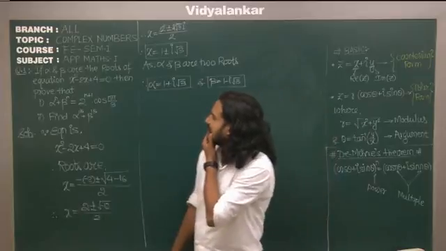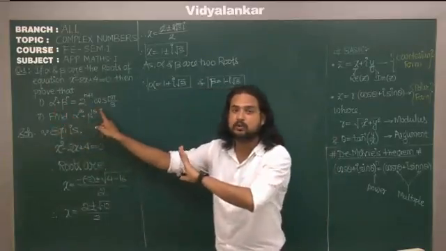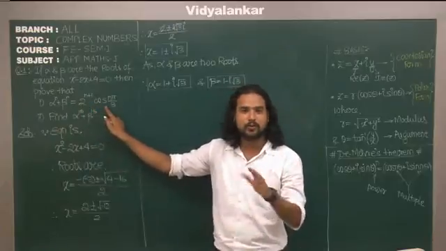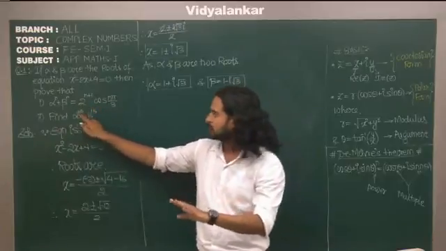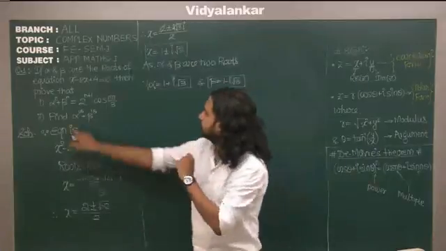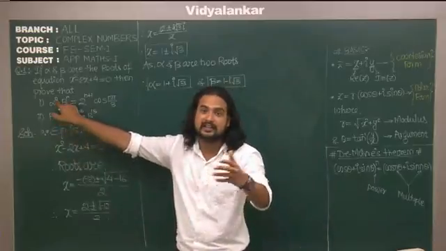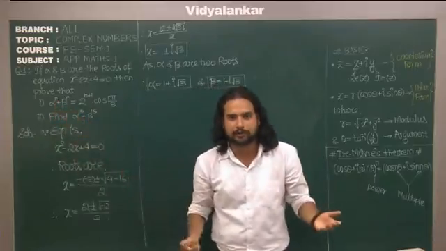Now look at the question. You want to prove that alpha raised to n plus beta raised to n is equal to this. Now obviously this looks quite horrible. Let's not get into it. I'll concentrate on this. Do I have alpha? Yes, I have. Do I have beta? Yes, I have that as well. Raised to n. n is any general number, so I don't have to bother about it.